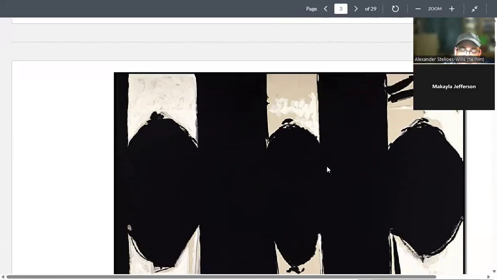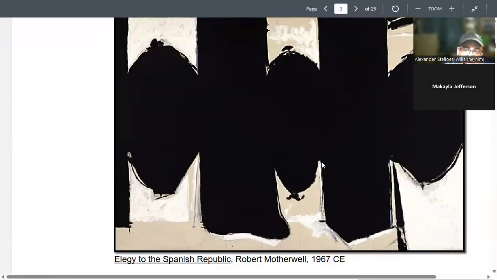What else have we talked about with this painting? We talked about how the word elegy means a poem for the dead, like a poem that you would say at a funeral, right? Similar root to the word eulogy. And how it's about the Spanish Republic, which was a brief period in Spain before the Spanish Civil War, where Spain no longer had a monarchy and had a republic, but that ended and eventually was killed by the Civil War and by the fascists who won the Civil War, led by Franco.